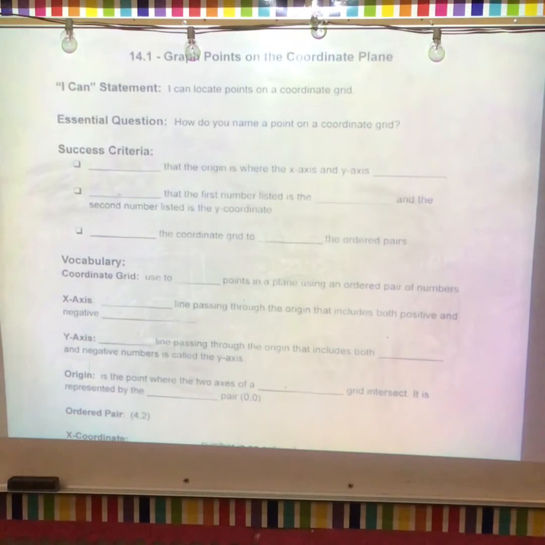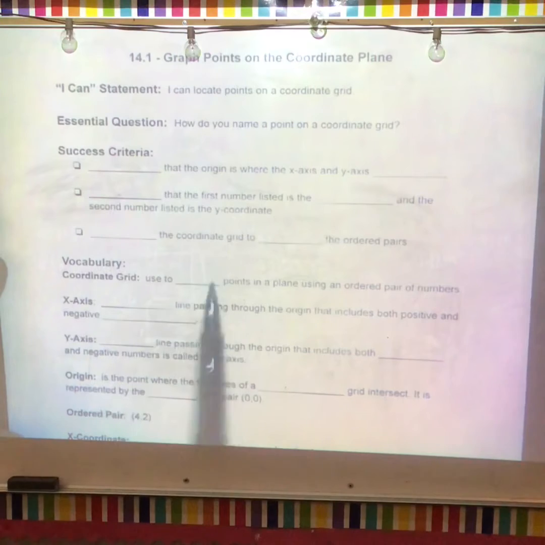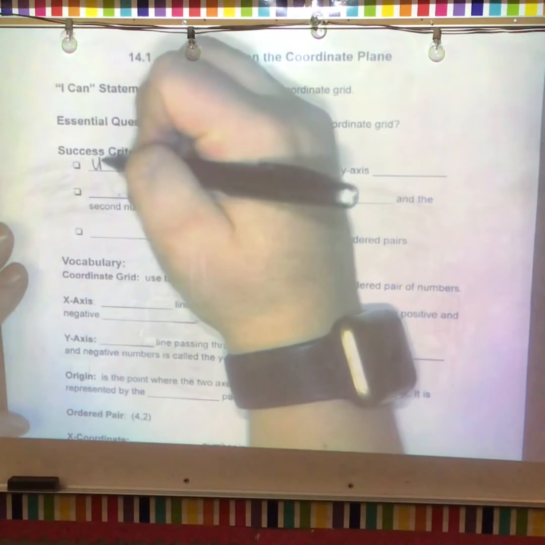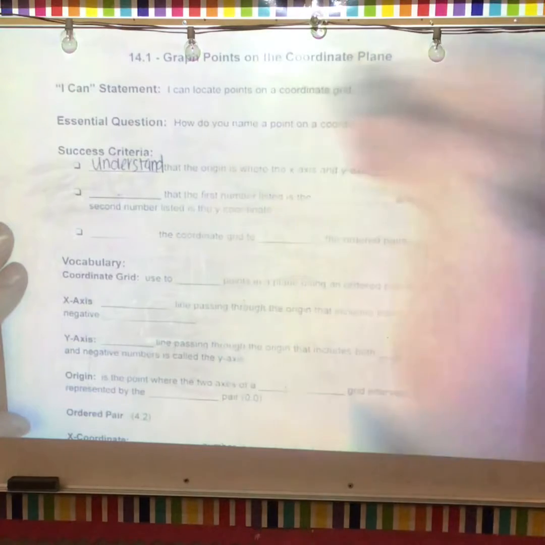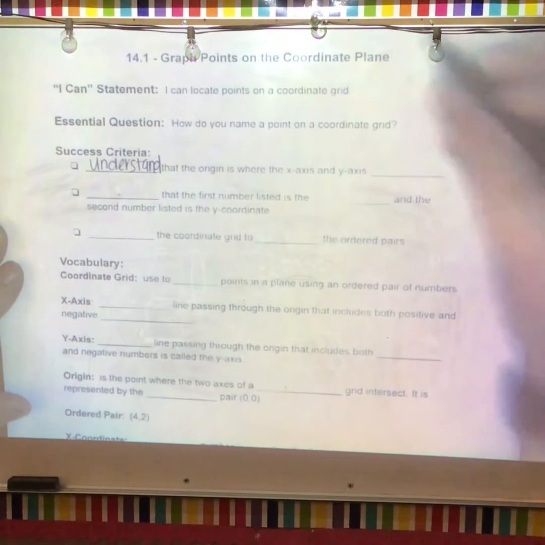Today's lesson is on 14.1, graph points on the coordinate plane. The I can statement is, I can locate points on the coordinate grid. Essential question, how do you name a point on a coordinate grid? Success criteria, understand that the origin is where the x-axis and the y-axis intersect.